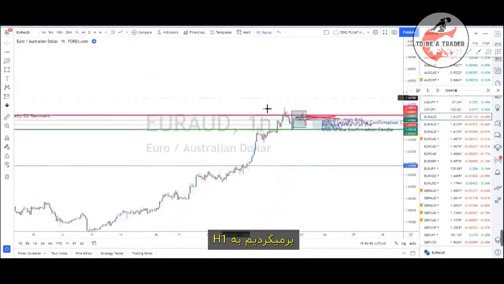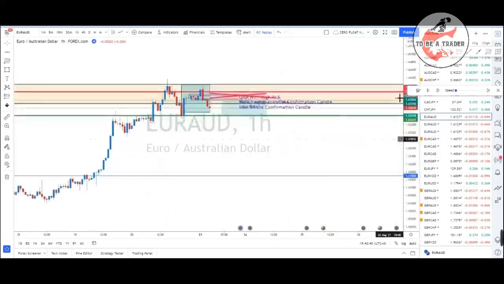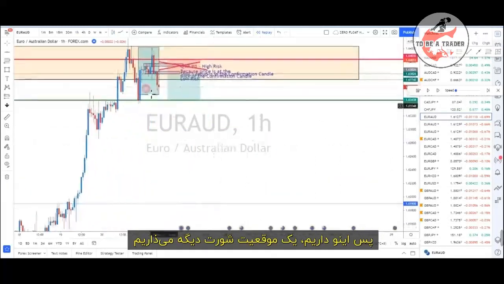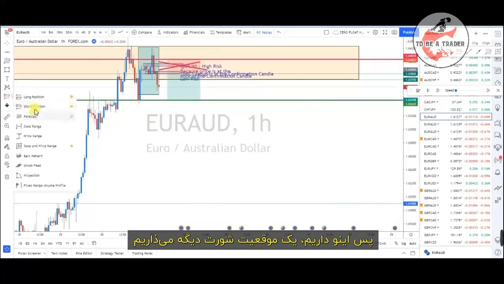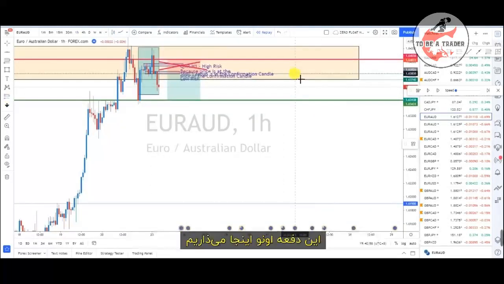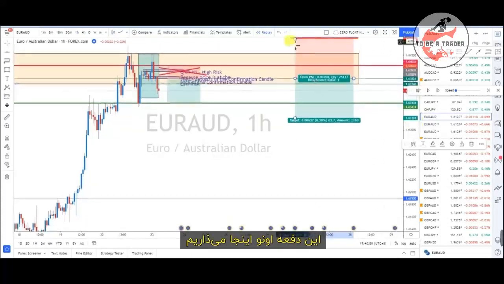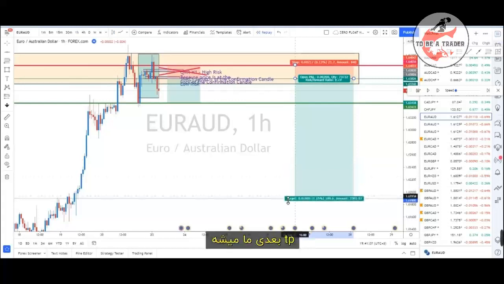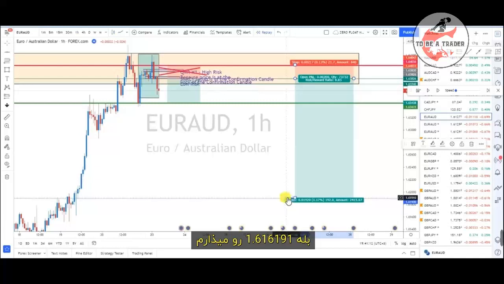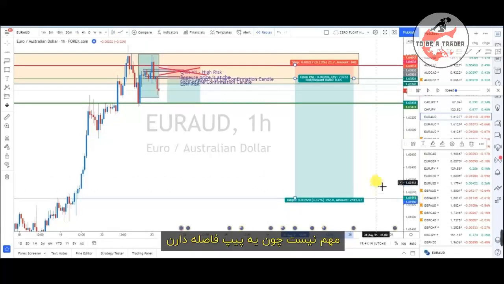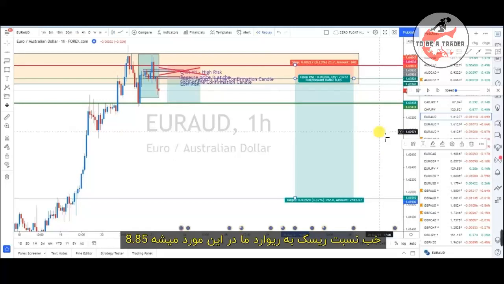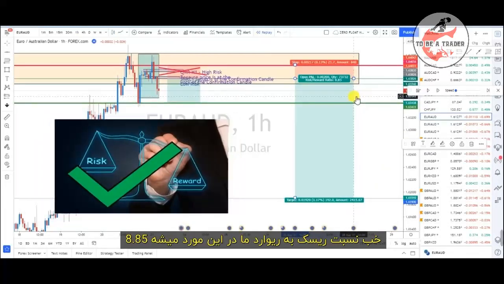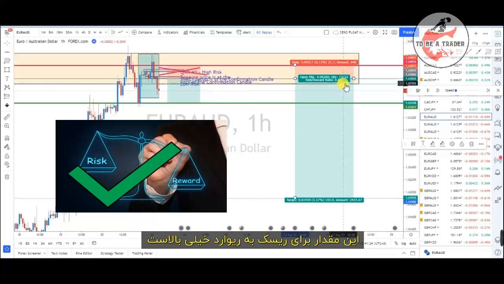So let's go to the H4, back to the H1. Okay, so we have this one, we put another short position. This time we're gonna put it here. So SL, our next TP, I'm gonna put 1.61619, 1.616191 doesn't matter, only 1 pip apart. Okay, so our risk and reward ratio for this case will be 8.85. This is considerably very high for a risk reward.